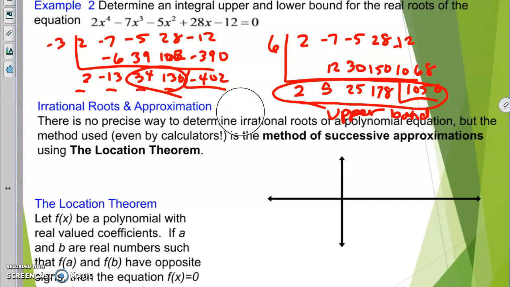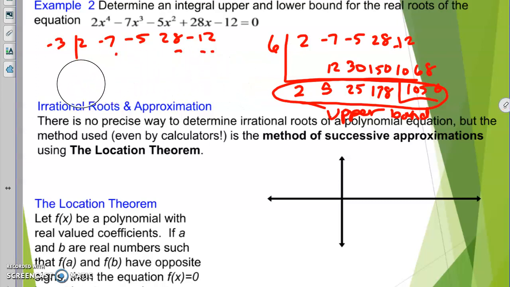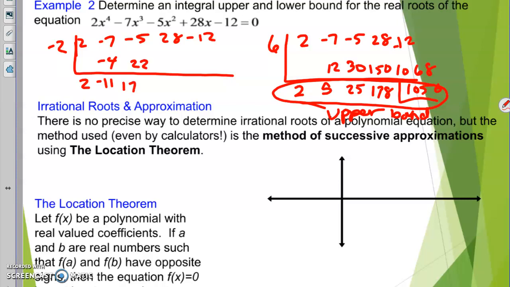So that's not an upper bound either. But we know that the answer isn't that either, because if it was an answer, that would be 0. So let's try another one. We know that one's not a lower bound, because it would have to alternate. Let's try a -2. And I get a 2, -4, -11, 22, 17, -34, -6, 12, 0. So this is actually a 0.